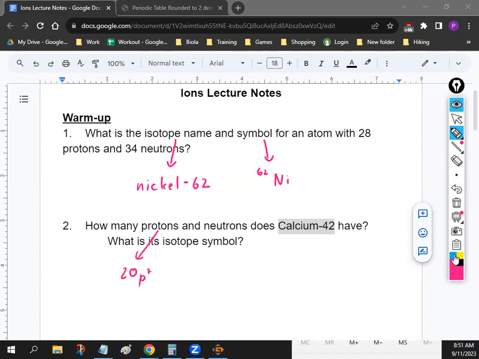Okay, and in order to find the neutrons, all we got to do is take the mass number, the number behind it, so 42, and then just subtract the protons. So 42 minus 20 is going to give you 22 neutrons. Okay. And then for the symbol, same thing as before, Ca, and then 42 on the top left. Okay. So that's pretty much what we went over last time.